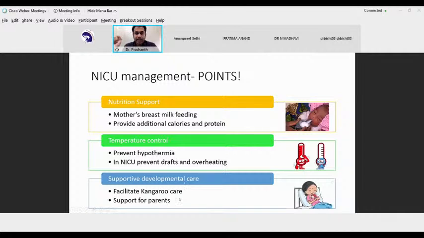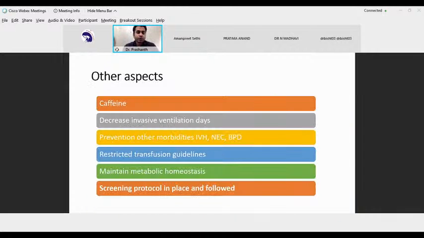We know that kangaroo mother care is the answer, which can address most of the problems in premature babies. We need to facilitate kangaroo care in NICUs as well as support the parents throughout the stay in NICU. So these are the points which we need to ensure, and we need to have them as a must in NICU to prevent ROP.